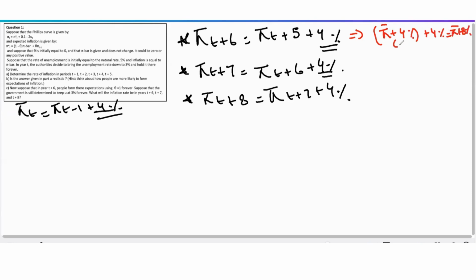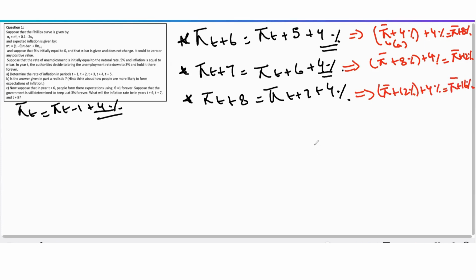So this is part A, right? And over here, we know that pi t plus 6 we just found is pi bar plus 8%. And if it's 4 percentage points higher, this is going to be pi bar plus 12%. So this is obviously pi bar plus 12% plus 4%. So this is going to be pi bar plus 16%, right?